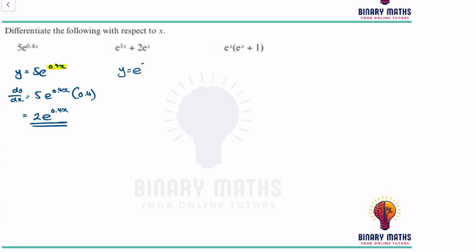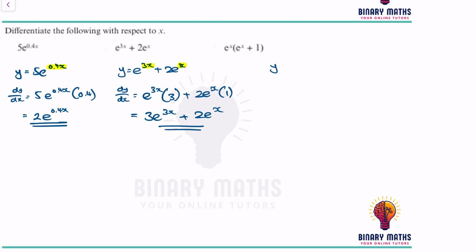y is equal to e to the 3x plus 2 e to the x. dy/dx is, you differentiate each one separately. e to the 3x differentiates to e to the 3x, and then from the inner function of 3x, you get 3. Plus 2 e to the x differentiates to 2 e to the x, because the inner function of x differentiates to 1. So if you want to write 1, you can, or you just leave it as 2 e to the x. So when you simplify, you get 3 e to the 3x plus 2 e to the x.